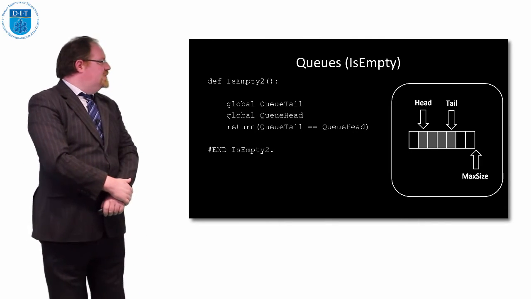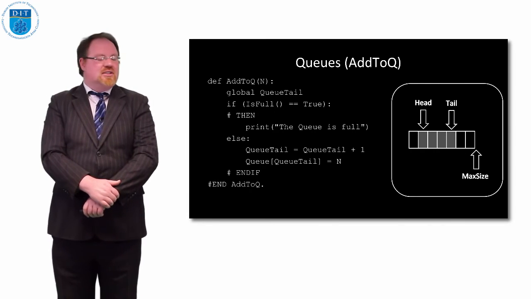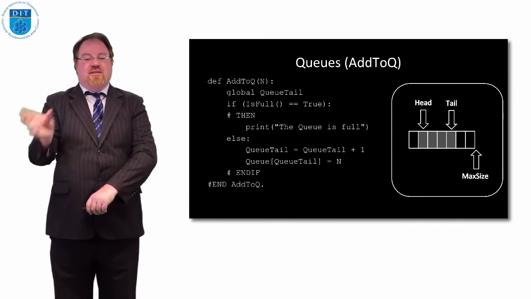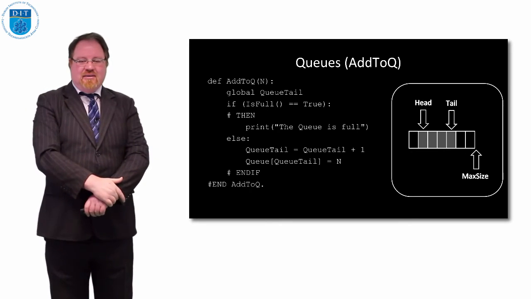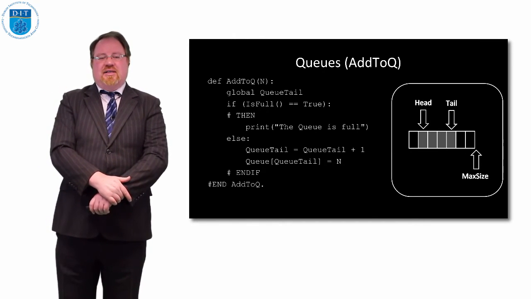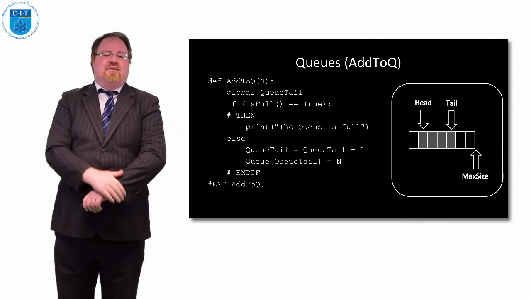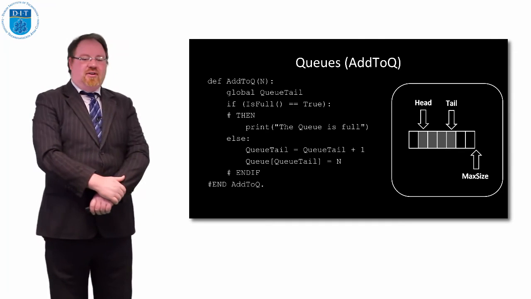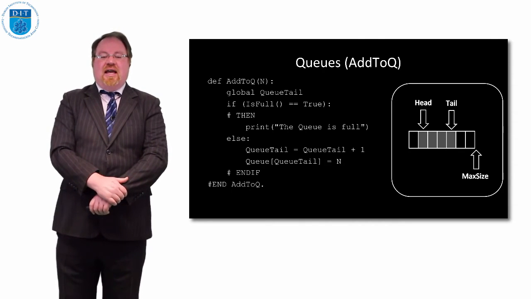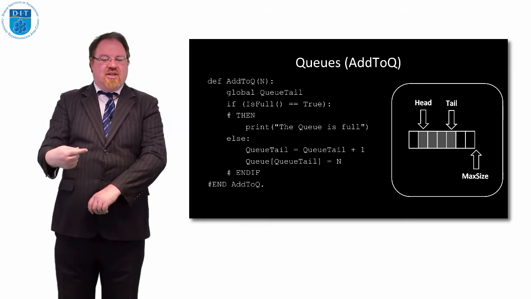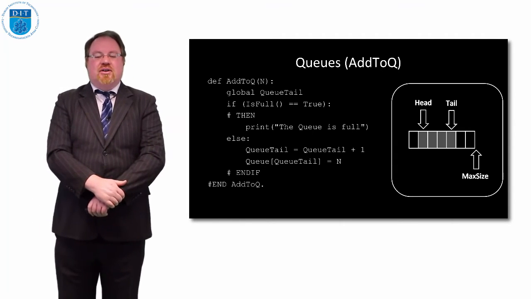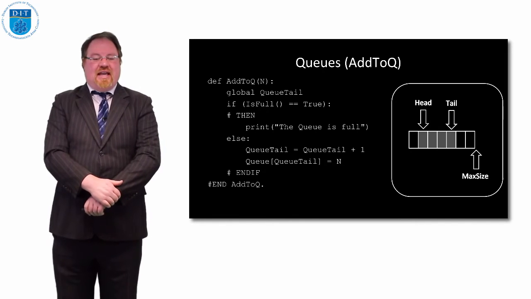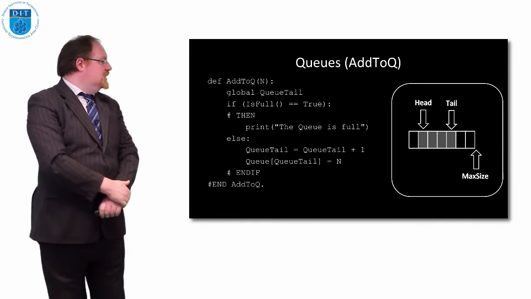How do we add a value to the back of the queue? If we're adding to the back, then we need to let Python know we're messing around with QTail. So we declare that as global. Then what we say is if the queue is full, then just print out the queue is full, else add 1 to the QTail, and then write the value n that we're writing in to the location that QTail is now pointing at.